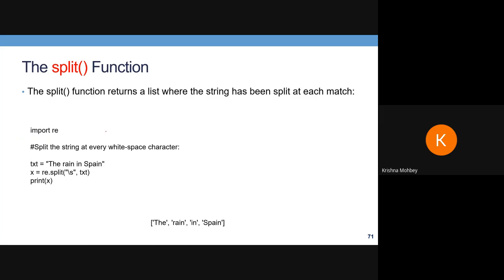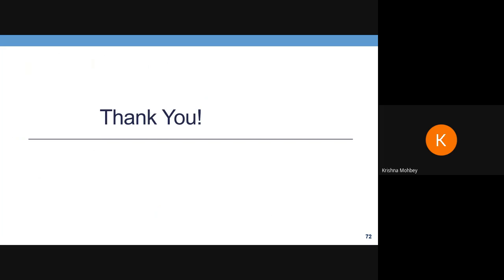The next function is split. This returns a list where the string has been split at each match. So how can we split it? We are using \s here. \s is for white spaces, as we have seen in the earlier example. So this white space here, white space here, white space here. We are applying it on that. So see here, the, then rain, then in, then Spain. Single elements are coming based on this particular \s. Even any other pattern we can apply here. If I write the vowels here, then the contents can be split based on the vowels.